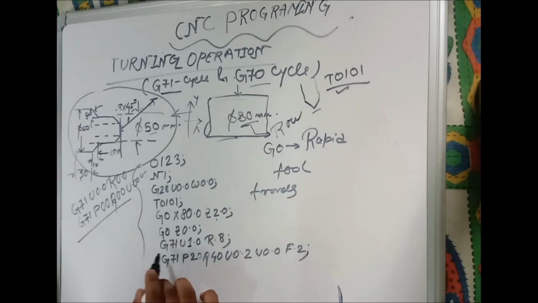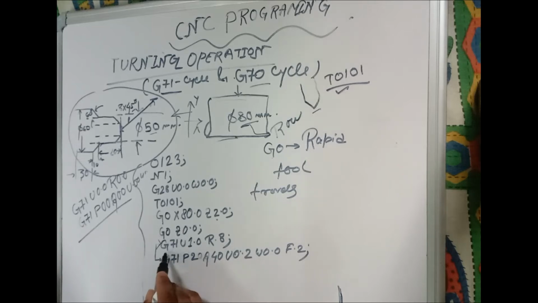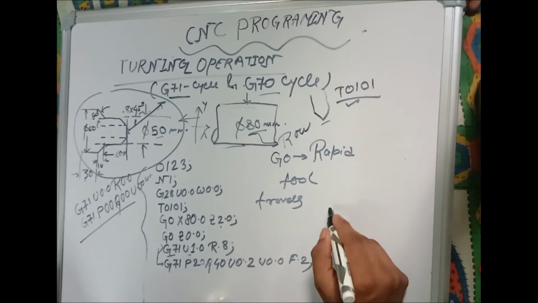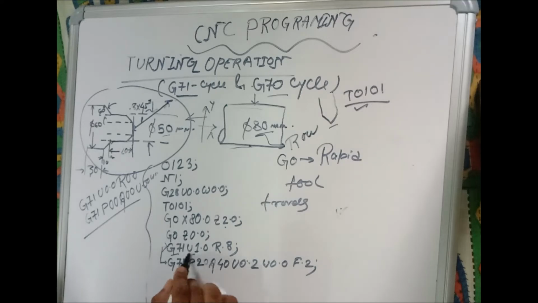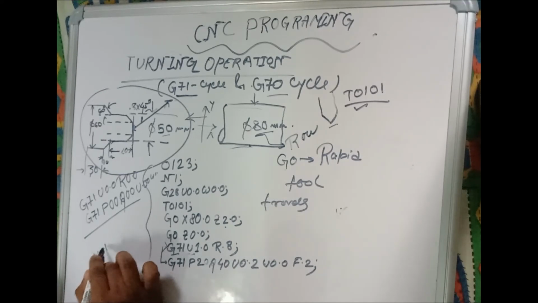So what is the criteria for using this kind of code? G71 will be used for turning operation. U is the depth of cut.